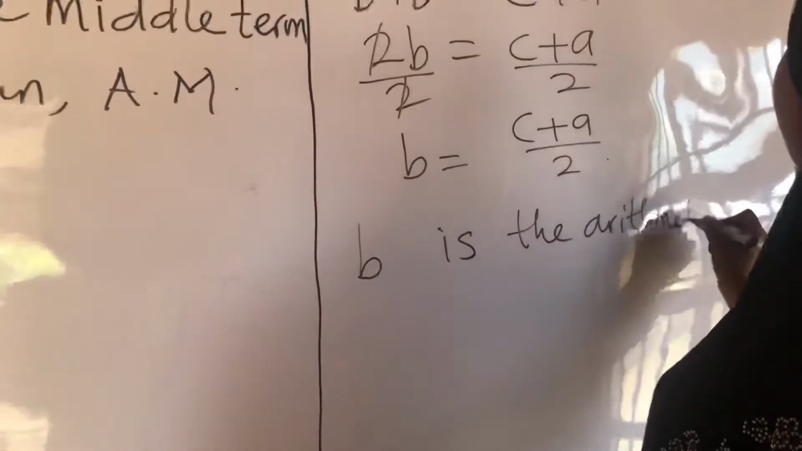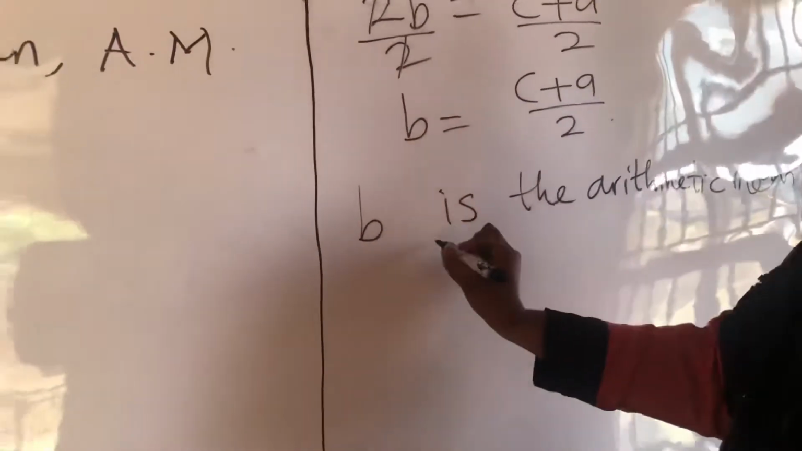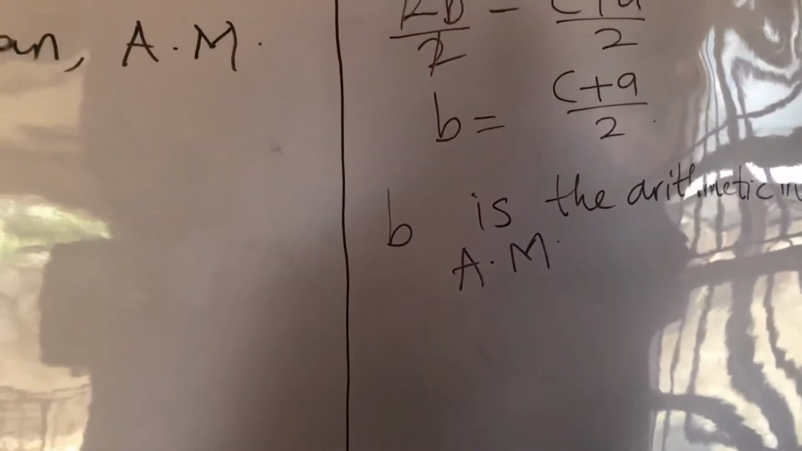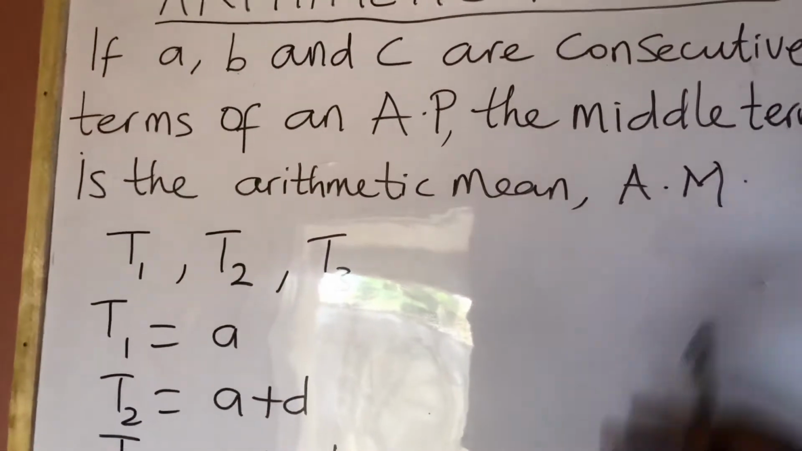Arithmetic mean can be shortened to AM. But this sequence must be an AP, must be an arithmetic progression.